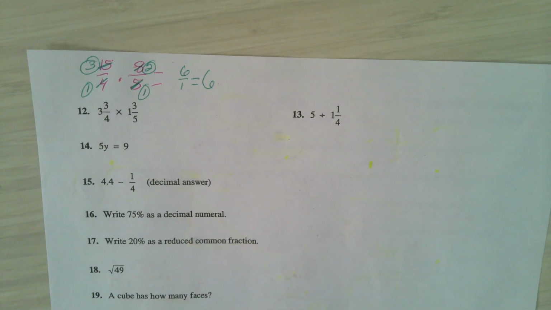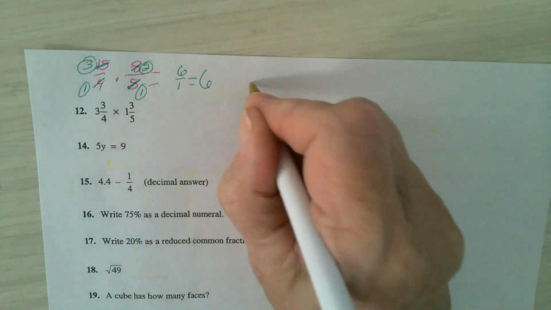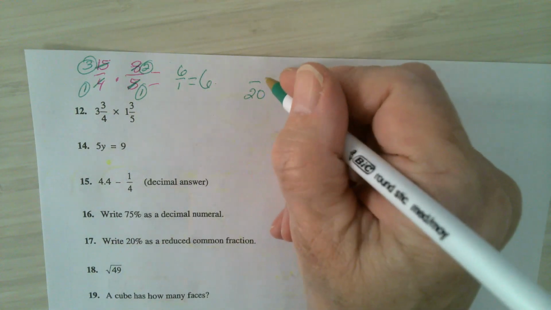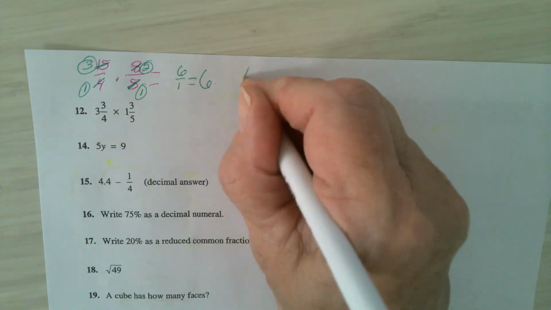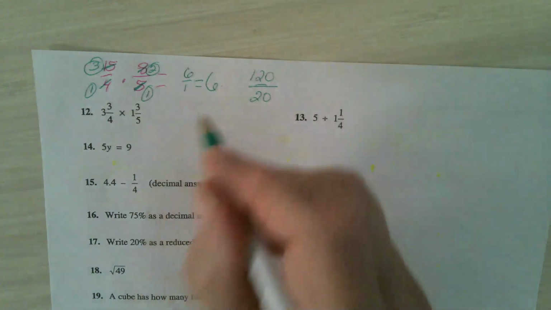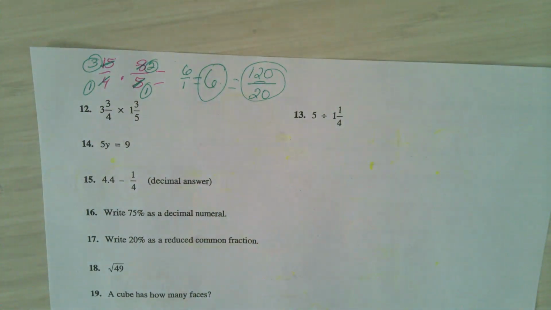Or you could have had 4 times 5 is 20, 8 times 15 is 120. 120/20 equals 6. So 6 is correct, or if you had 120/20, that would be correct.